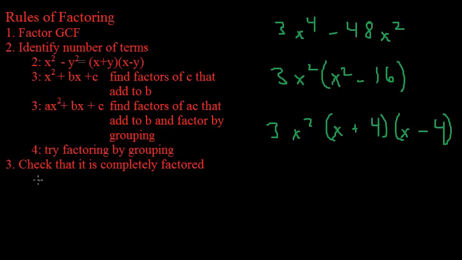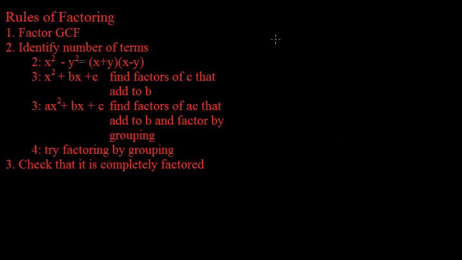I then need to check, is it completely factored? Right, 3x squared cannot be factored any further, x plus 4 cannot be factored, and neither can x minus 4. Now I could see here, oh, 4 is a perfect square, but x is not a perfect square. So this is not a difference of squares, so this is my final factored form. We'll take a look at an instance where it's not completely factored.